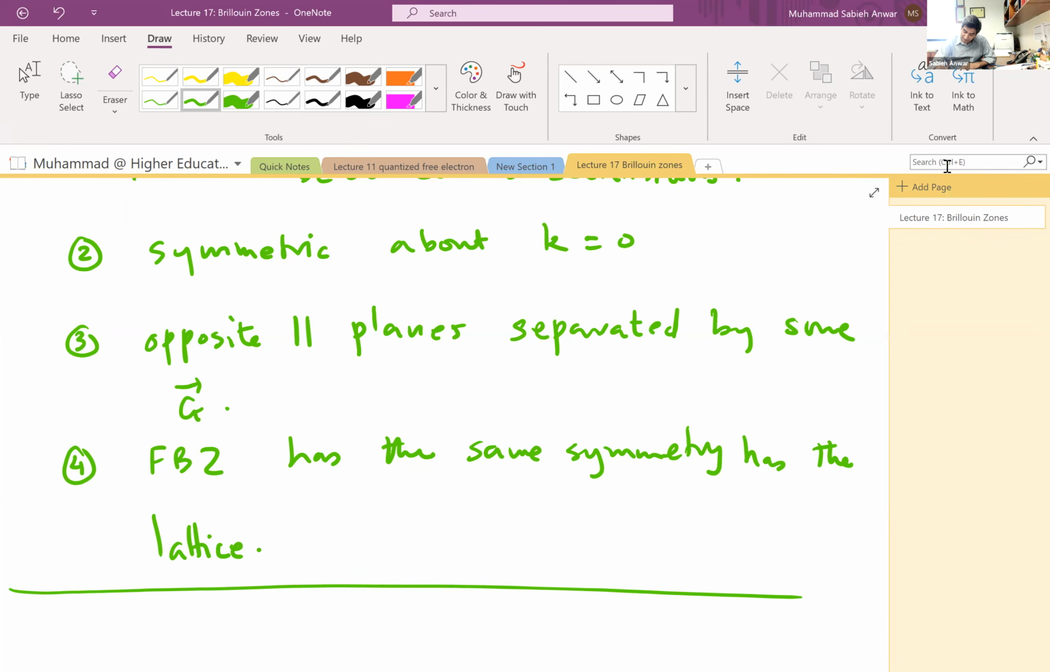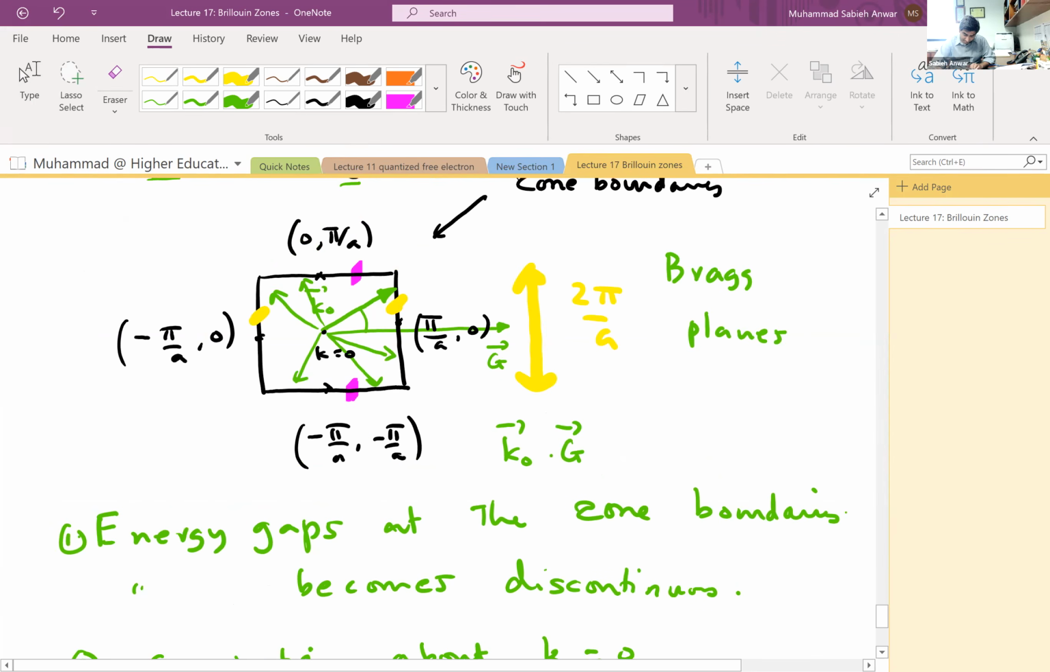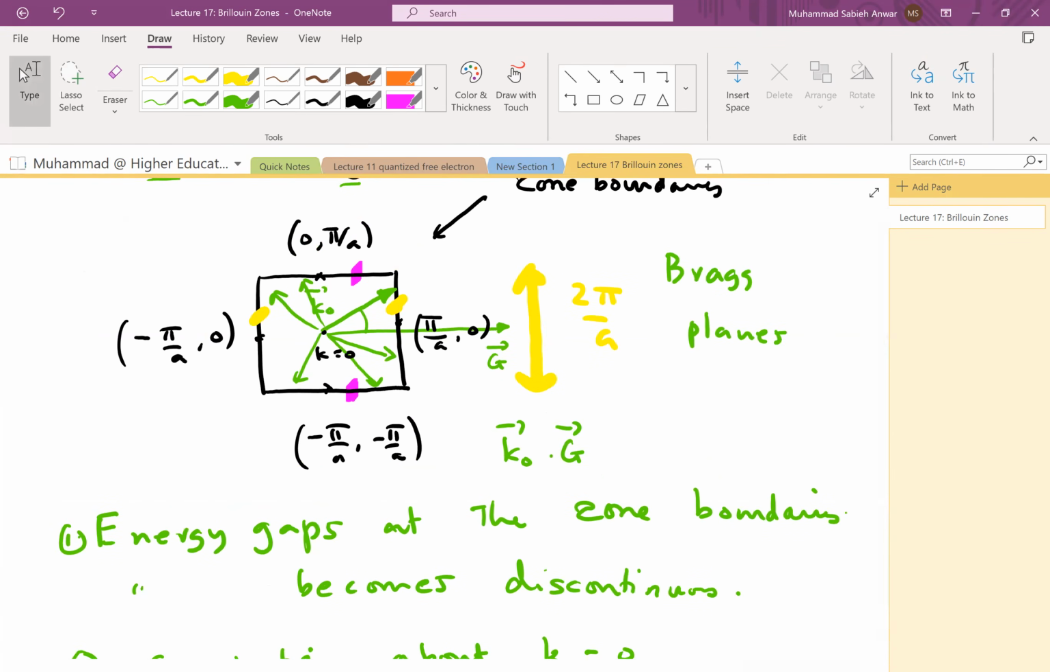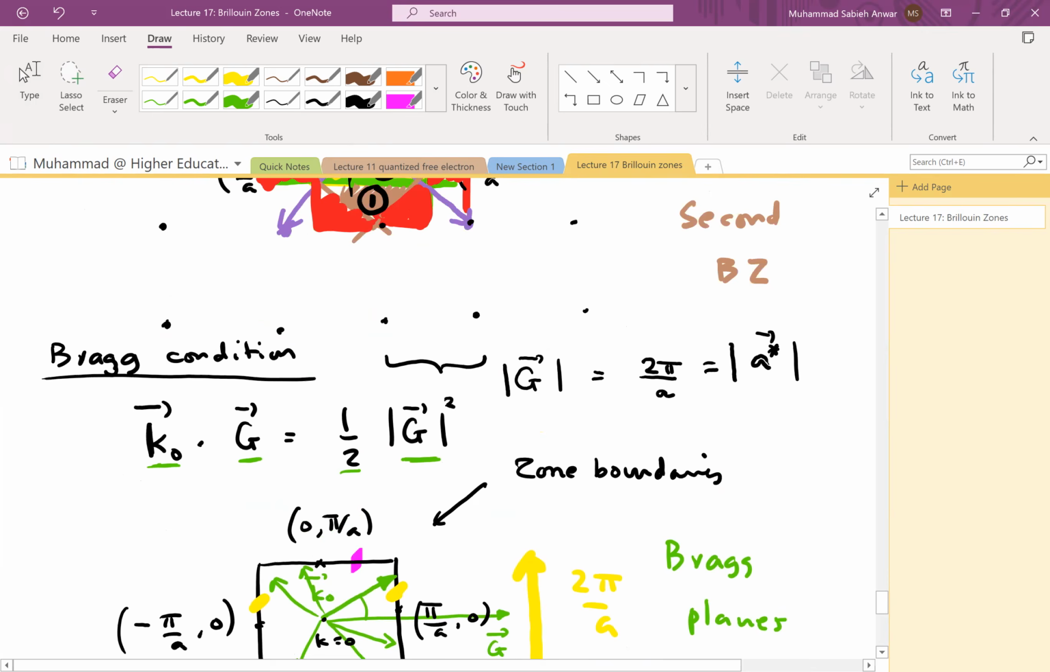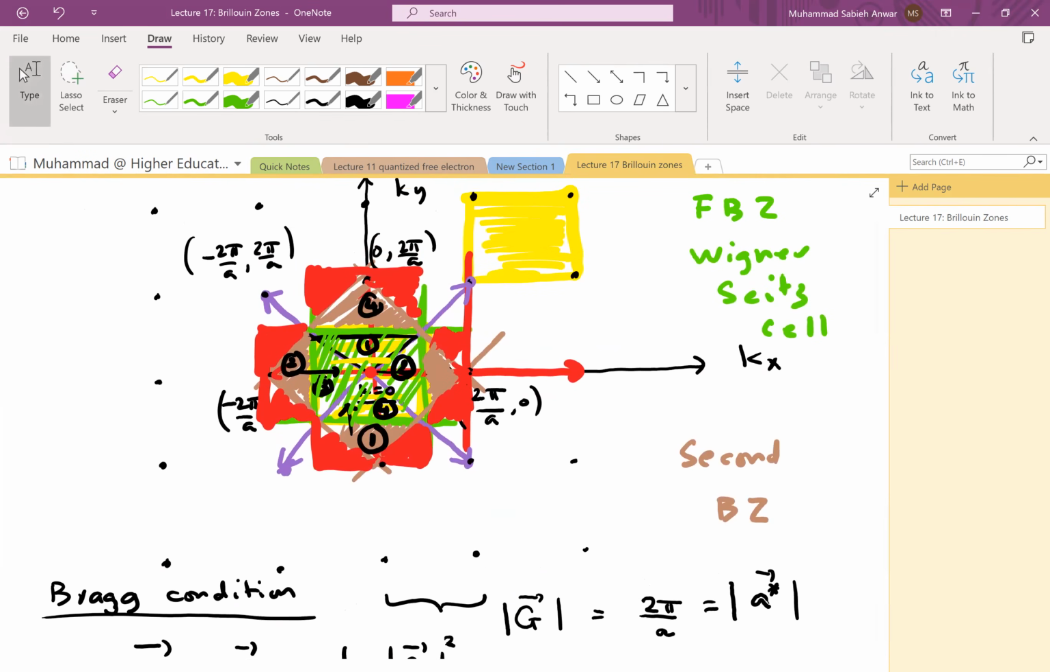Any questions before we finish this class? Sir, can you go to that colorful zone picture that you drew? This one? Yeah, the one above it. So sir, here the zone boundaries represent forbidden gaps, right? In energy.